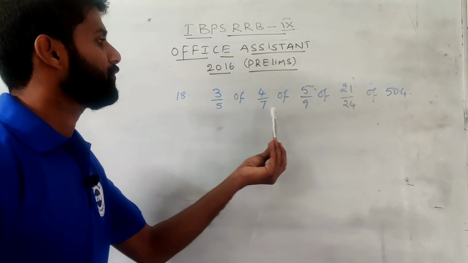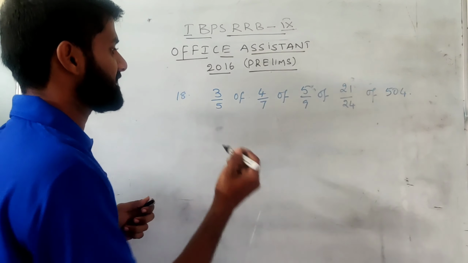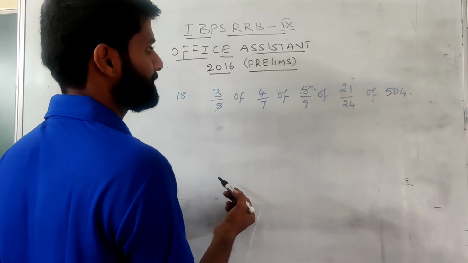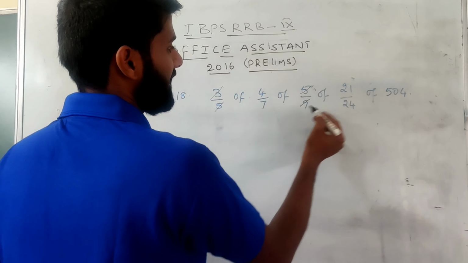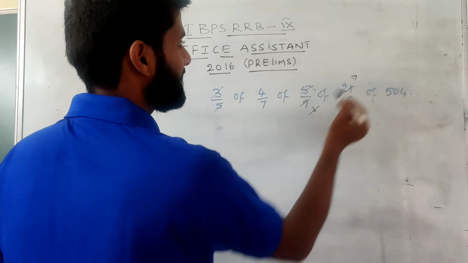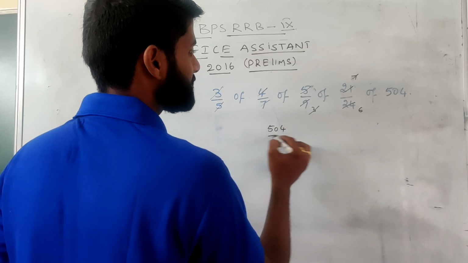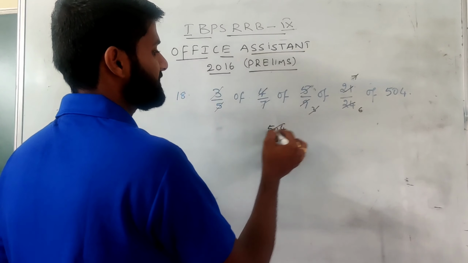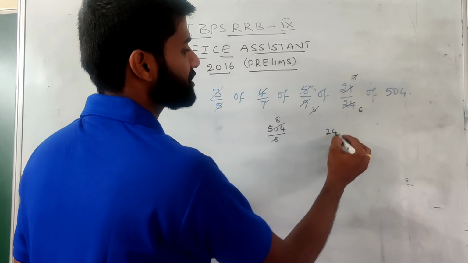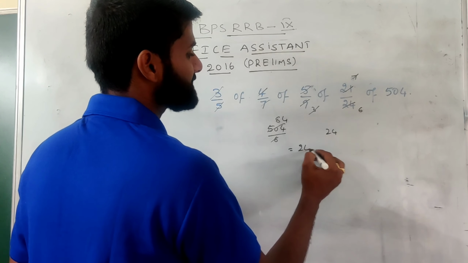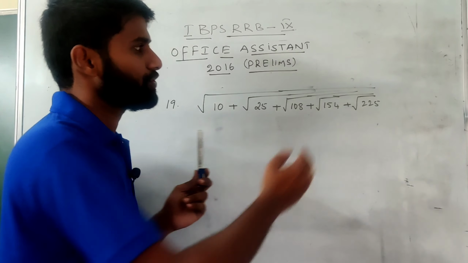3 fifth of 4 seventh of 5 ninth of 21 by 24 of 504. Just go with the cancellations here. 5 cancel. Again, so we have 3 ones are 3, 3 threes are, and 3 ones are 3, 3 sevens are. Again 7 cancel. 4 becomes 6 times. Then finally we have 504 divisible by 6. See, 6 becomes 8 times. 6 8s are 48. 6 8s are 48 means we are left with 24. 6 4s are 24. The answer becomes 24. Okay, for these type of questions, you can check from right to left.